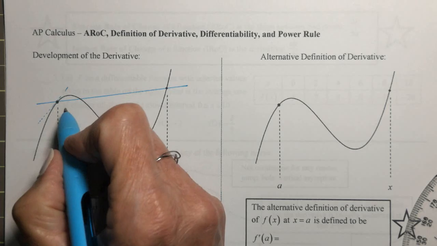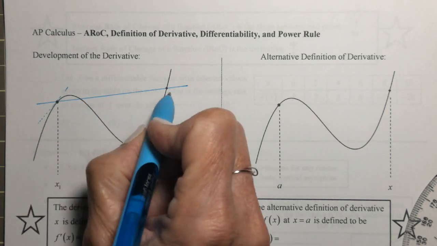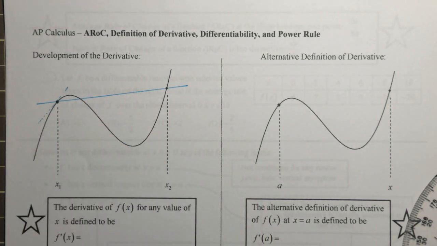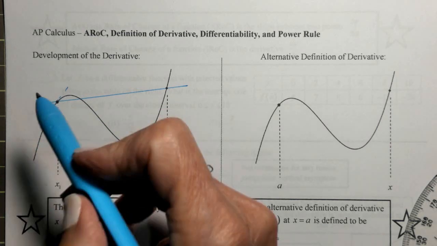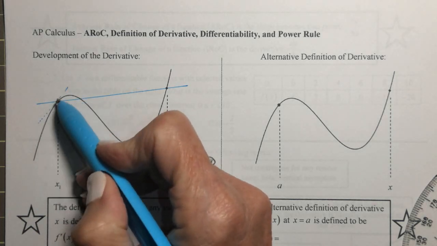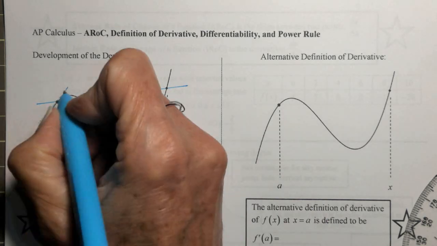All right, I have the secant line. A secant line is a line through 2 points on a curve. A tangent line goes through 1 point on that curve, right? So I want the slope of that line.